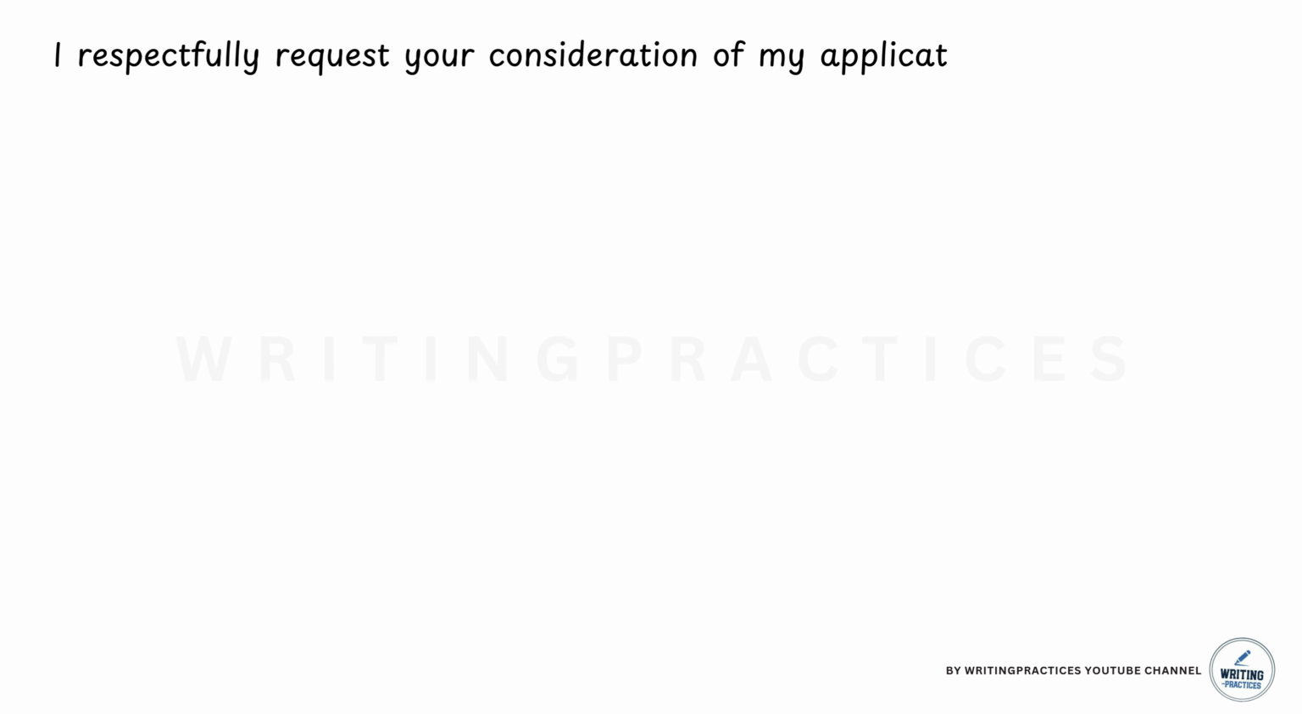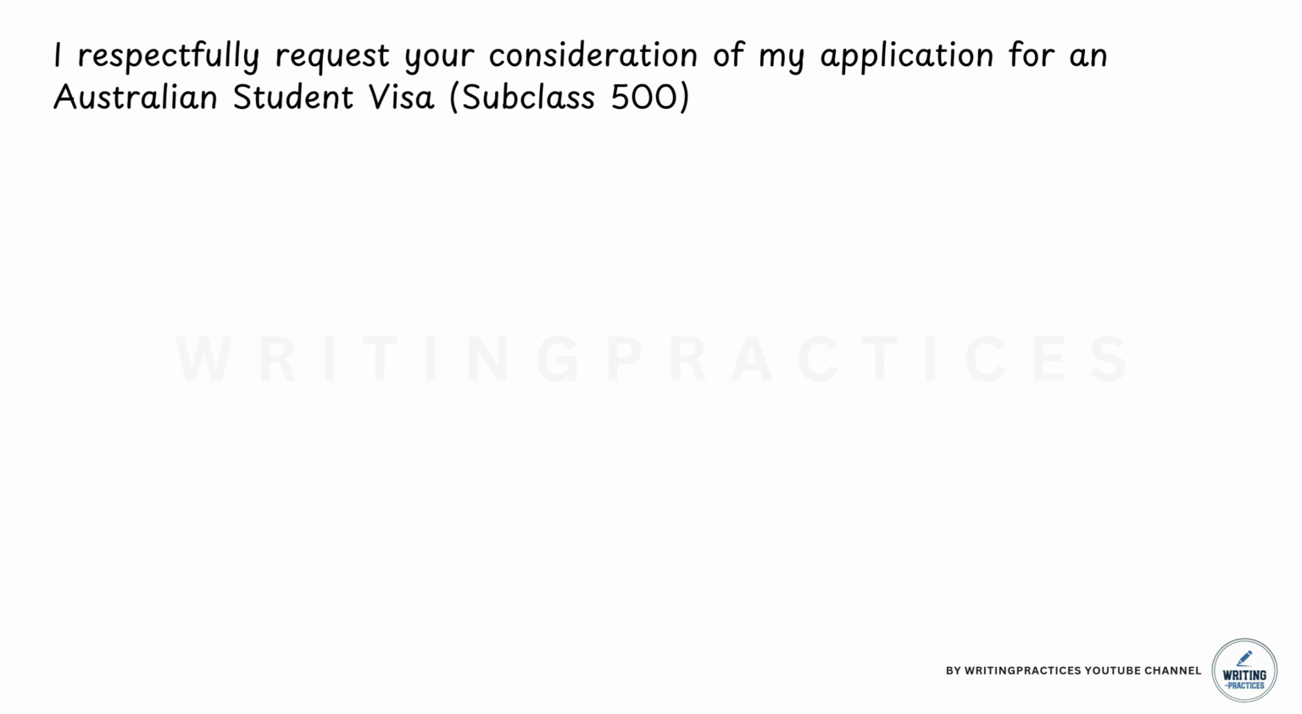11th paragraph, formal request. Request consideration of your application. Example, I respectfully request your consideration of my application for an Australian student visa, Subclass 500. This formally asks immigration officers to review your application. It keeps the letter respectful and professionally structured. Keep this sentence concise.